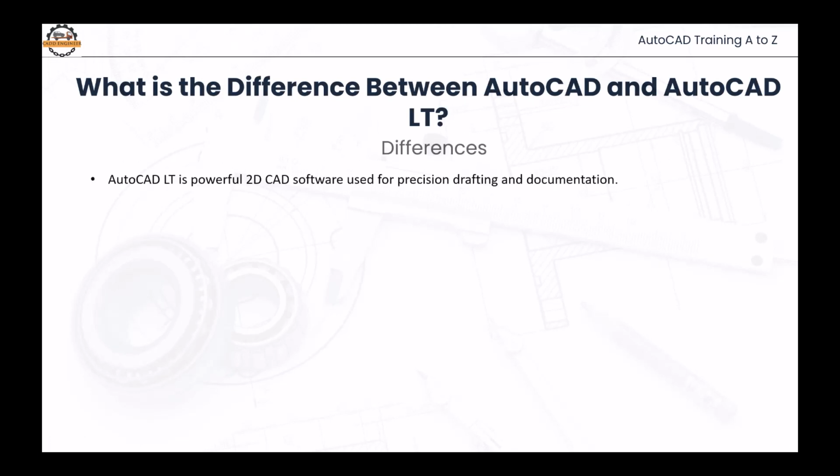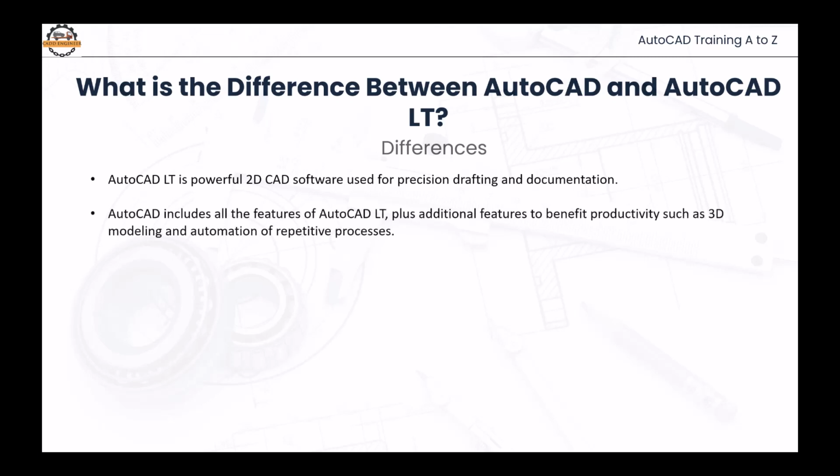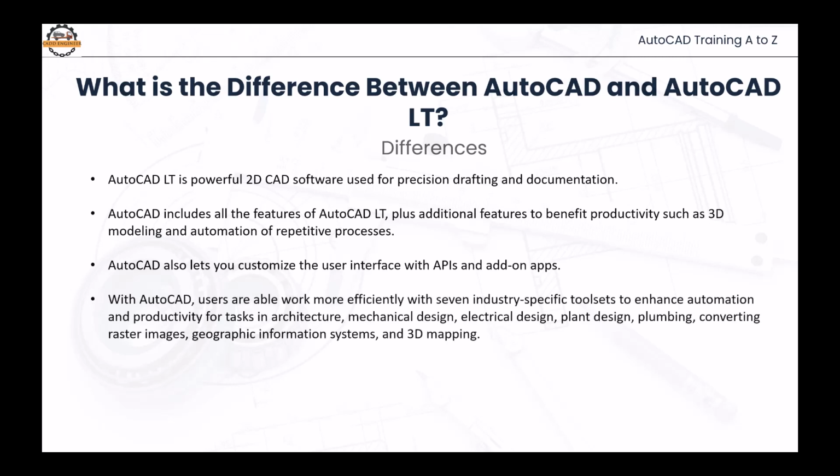AutoCAD LT is a powerful 2D CAD software used for precision drafting and documentation. AutoCAD includes all the features of AutoCAD LT plus additional features to benefit productivity, such as 3D modeling and automation of repetitive processes. AutoCAD also lets you customize the user interface with APIs and add-on apps. With AutoCAD, users are able to work more efficiently with 7 industry-specific toolsets to enhance automation and productivity for tasks in architecture, mechanical design, electrical design, plant design, plumbing, converting raster images, geographic information systems, and 3D mapping.